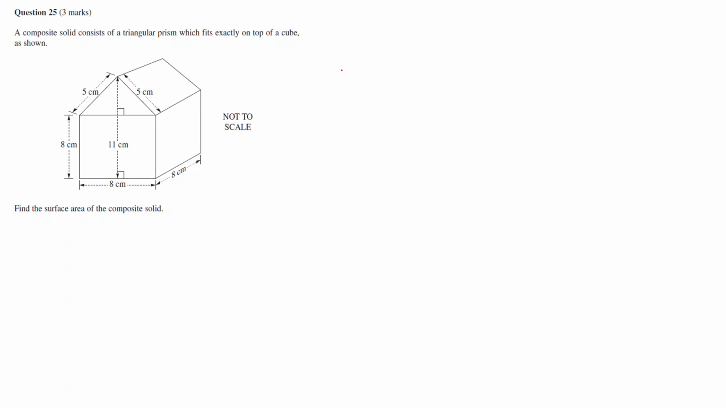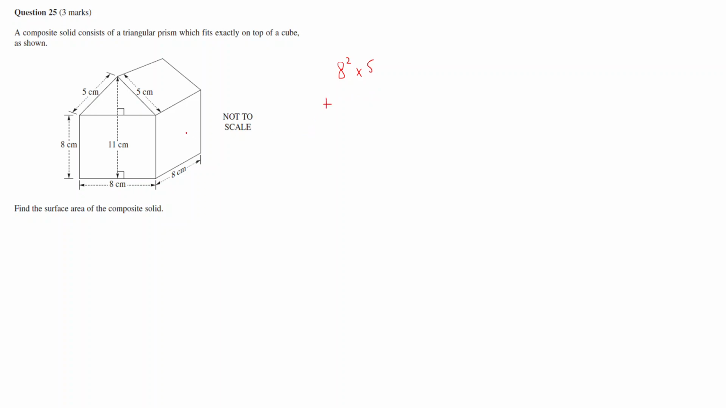So the area of a square is 8 squared. That's how you calculate the area: multiply the two sides. And because there are 5 of them, you're going to multiply it by 5. That's one part of it.